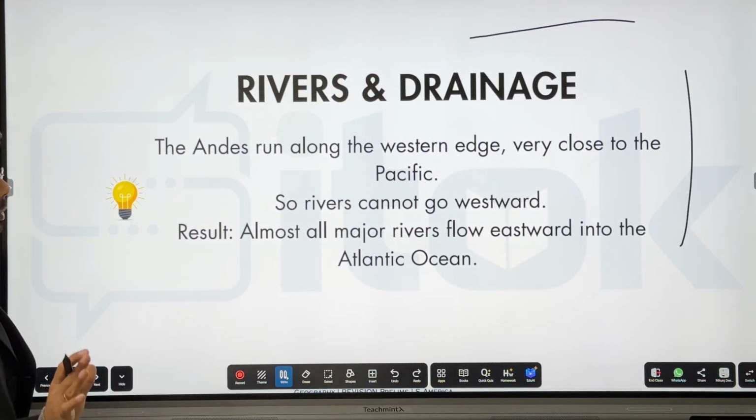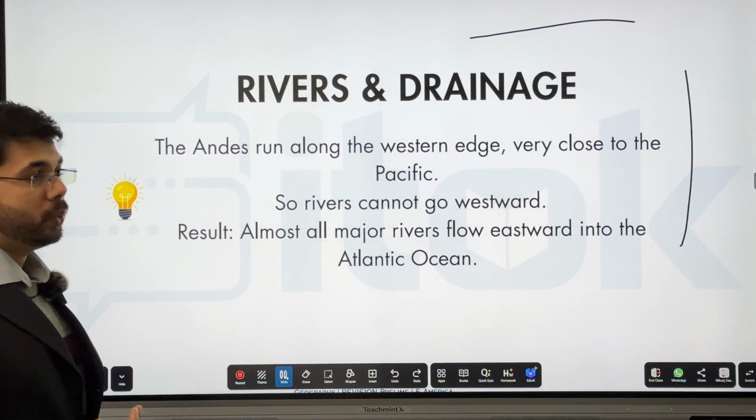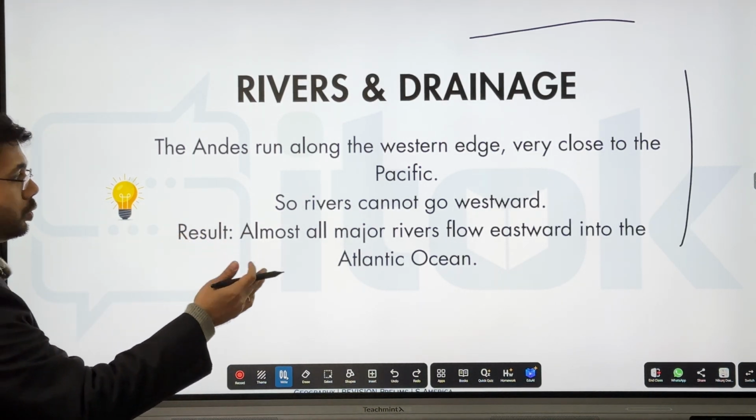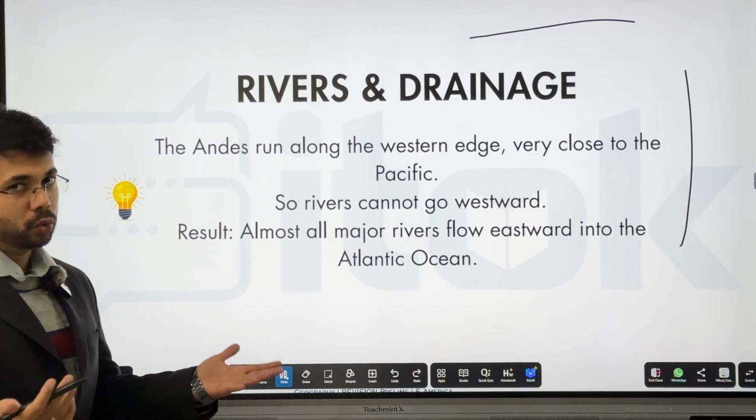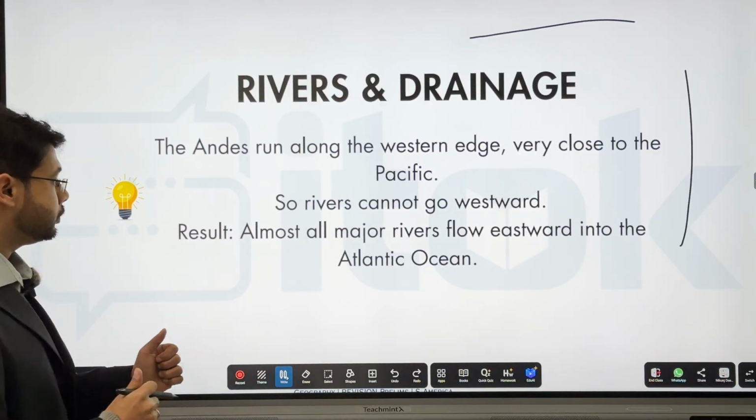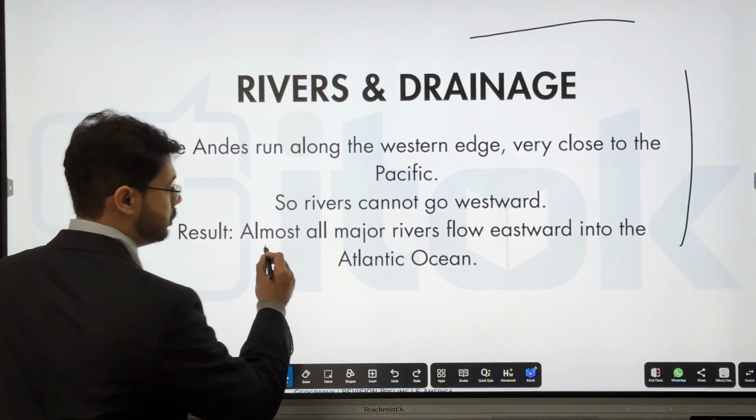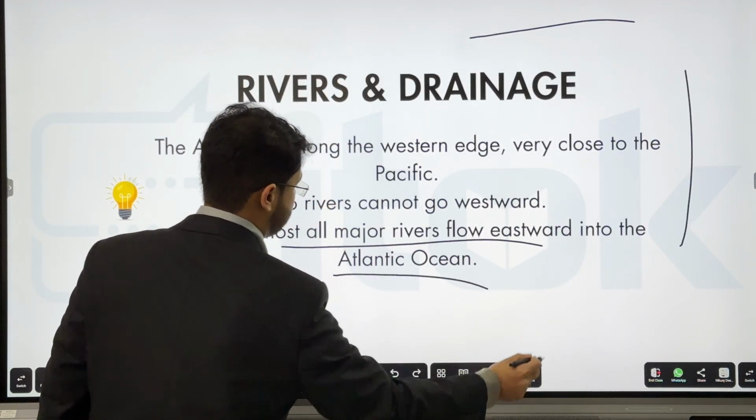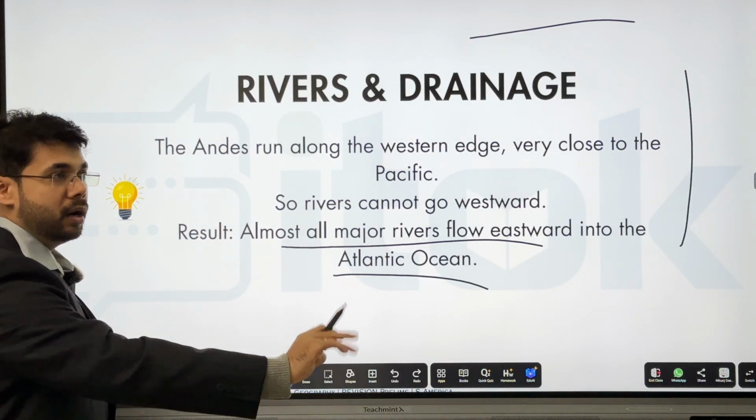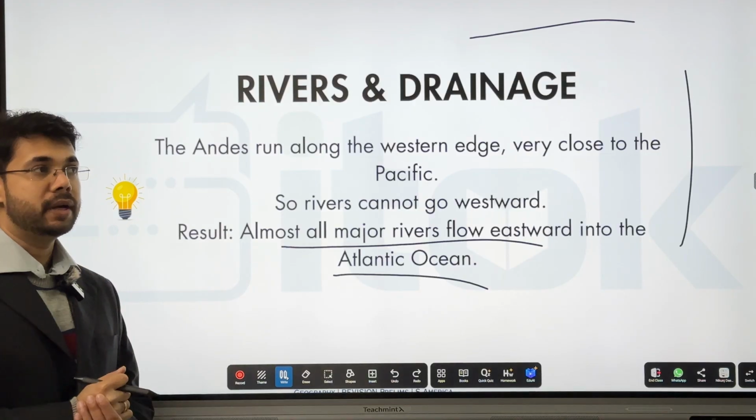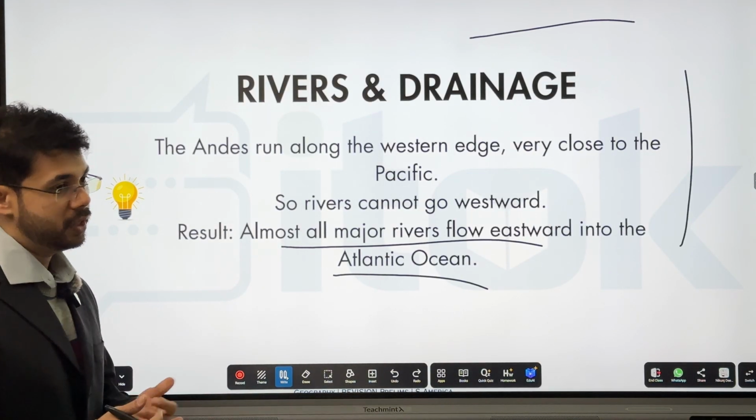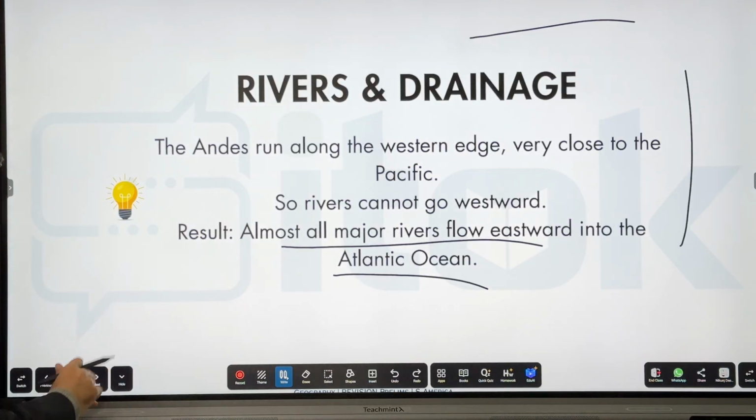There is a trick to understand the way South American rivers behave. The Andes is on the western edge close to the Pacific, so rivers cannot go westward because there is a huge mountain block, just like our Western Ghats. All flow into the Atlantic Ocean. Just remember this, all the rivers in South America go towards the Atlantic Ocean. Of course, there will be some short, very swift rivers going to the Pacific. I mean, you cannot say no, but remember this.